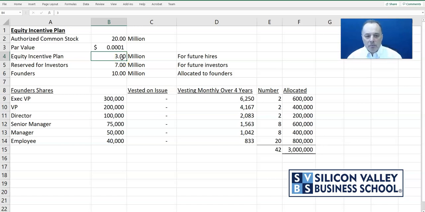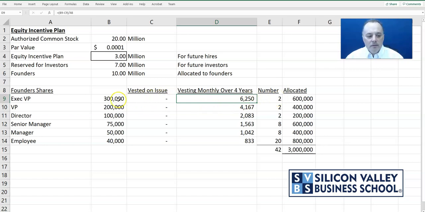And this is a plan that's approved by the shareholders, and then the board of directors is given discretion to actually grant and issue these shares. Now, these shares are distributed to incoming staff that come into the company after the founders. And this is a typical situation. An executive vice president might have 300,000 shares. Typically, these guys don't have anything vested on issue. They're coming into the company after it was formed. They don't have any of their shares vested upon issue, and it vests monthly over 4 years.